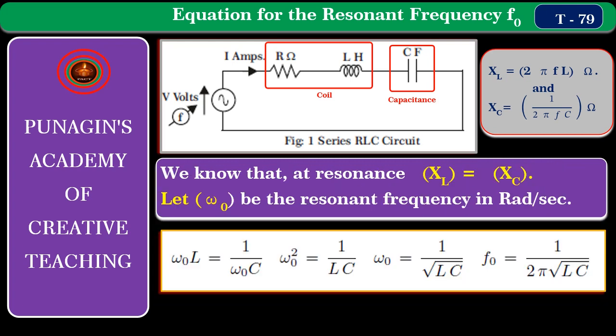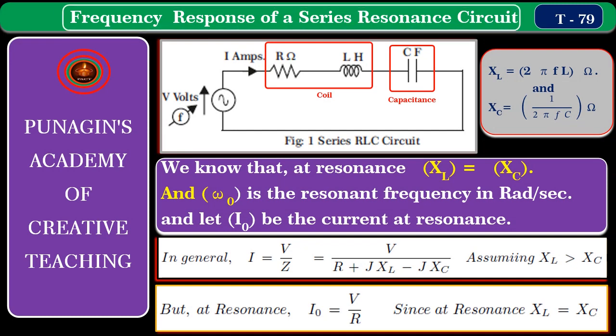We know that at resonance XL is equal to XC. Let omega naught be the resonant frequency in radians per second. By substituting for XL and XC, we get omega naught L is equal to 1 upon omega naught C, and omega naught squared is equal to 1 divided by LC. This can be written as omega naught is equal to 1 divided by root LC, or f naught is equal to 1 divided by 2 pi root LC.